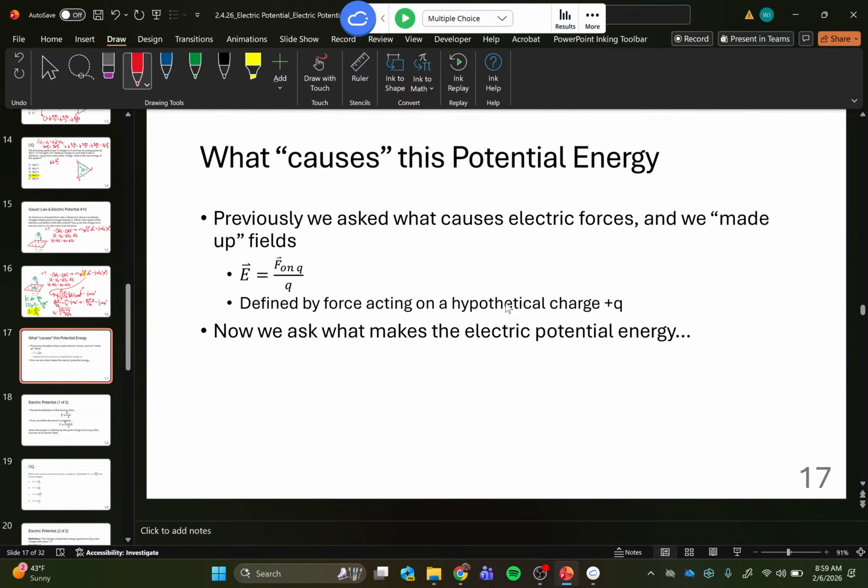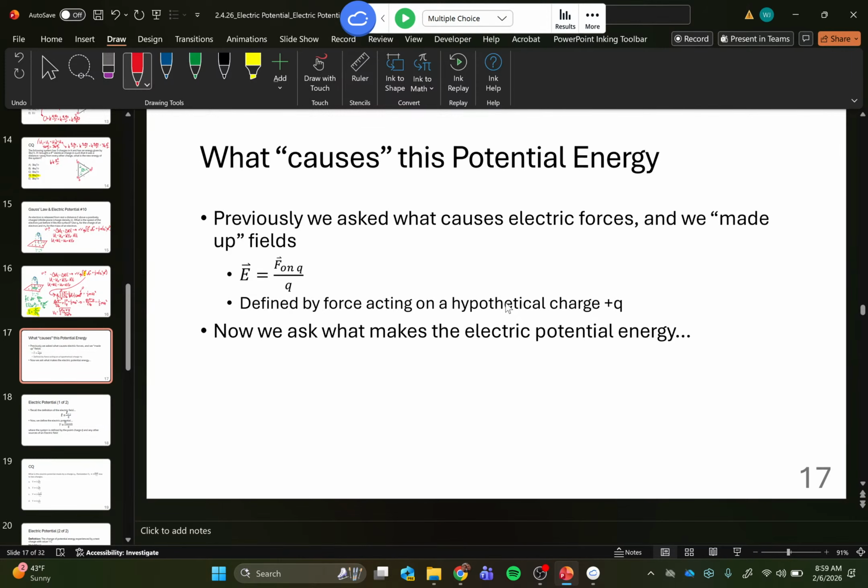Okay. Now, moving on to the next piece. This is what we're going to be spending Monday and Wednesday of next class on as well, and then Friday we'll get to capacitors. Previously, we asked what causes electric forces, and we made up fields to explain it. There are two charges, they cause a force, but why? They're not touching. There's this thing called a field.